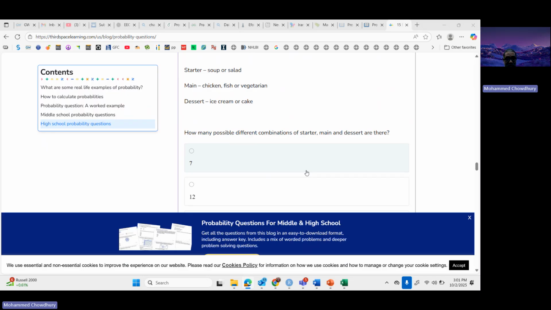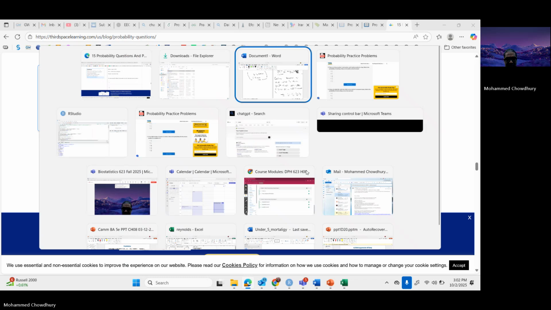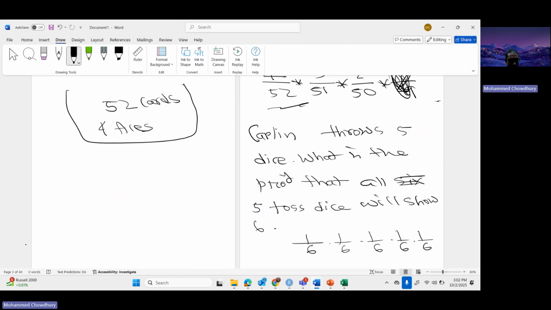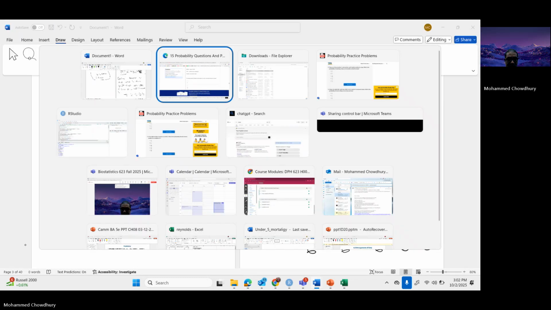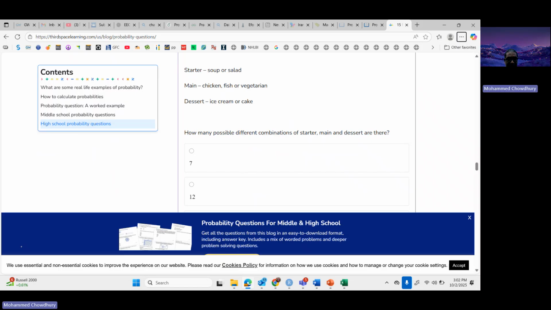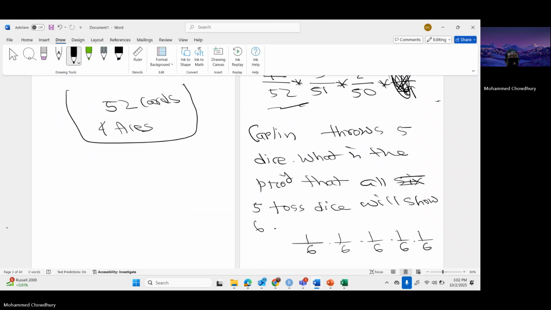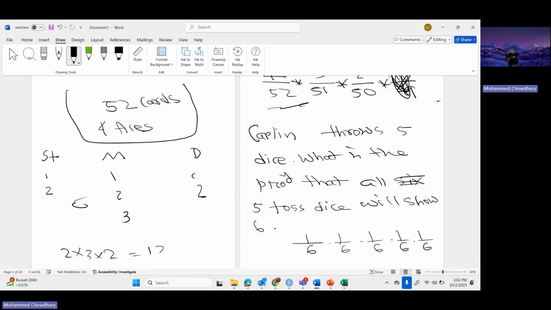So like here, take a look at that. There is a starter, main, and dessert. Starter has 1, 2, main has 1, 2, 3, and dessert has 1, 2, right? So that means 2 times 3 times 2, 12, right?